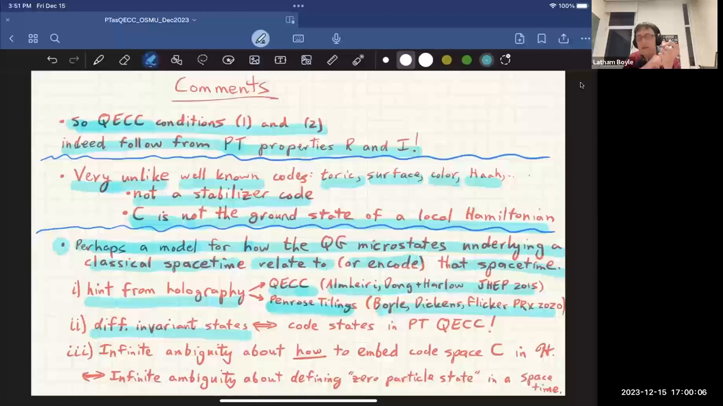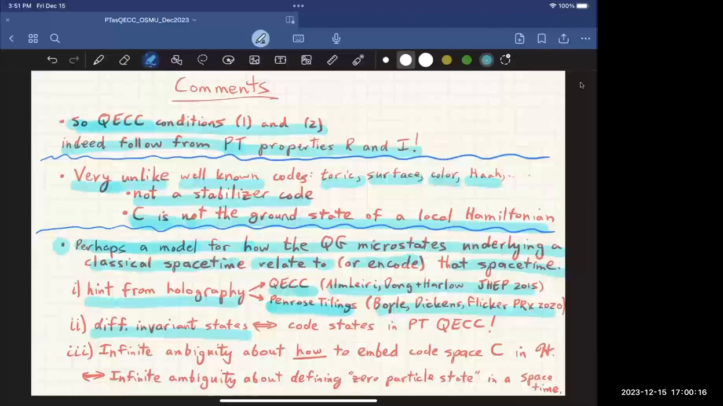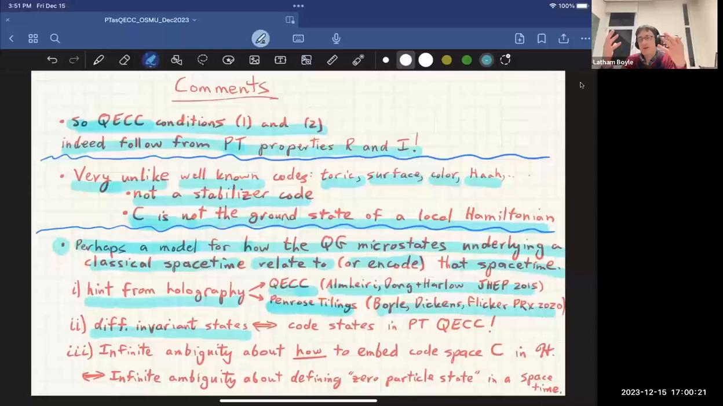But the basic idea of general covariance is that spacetime has no such absolute reference frames, that's mathematically encoded in the principle of diff invariance. So the only diff invariant answer I can give is that the Penrose tiling isn't here or here. It has to be in a superposition of all different ways I could situate it in the space. But those are exactly our code states. So the only diff invariant states, if you want to think about these tilings as microstates for the spacetime, are precisely superpositions of all different ways of embedding them in the spacetime, which are exactly what our code states are. So it suggests that the code space is precisely the diff invariant subspace of the larger Hilbert space.